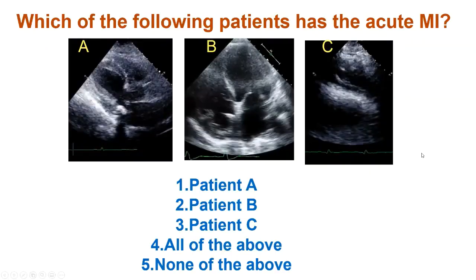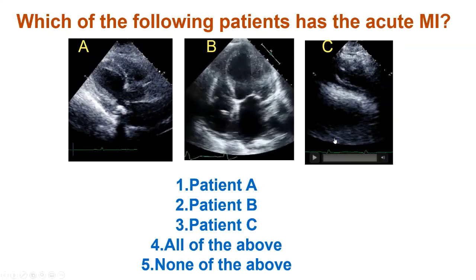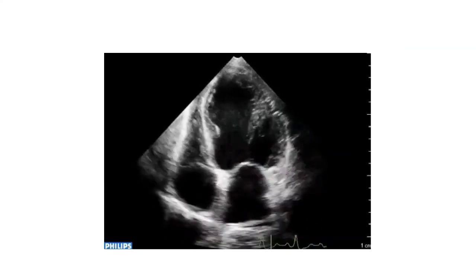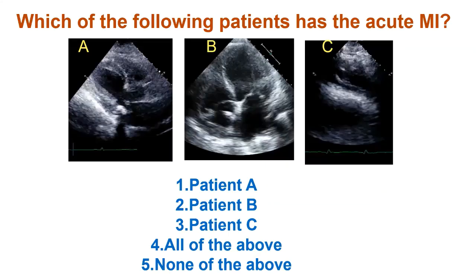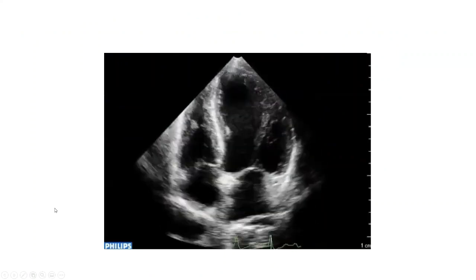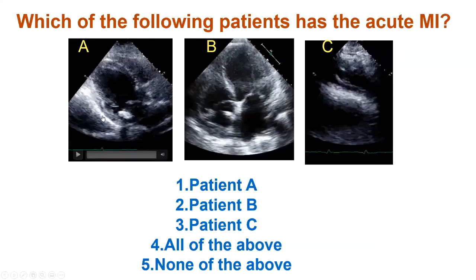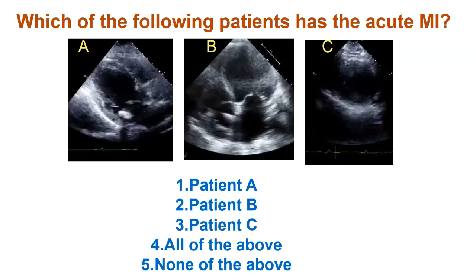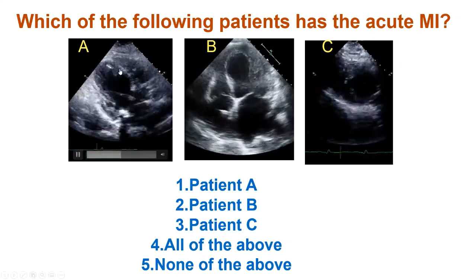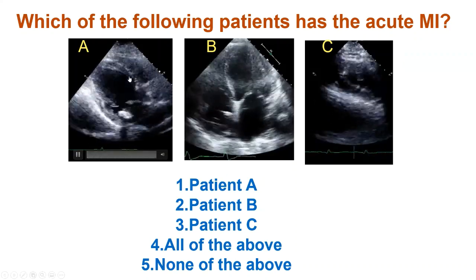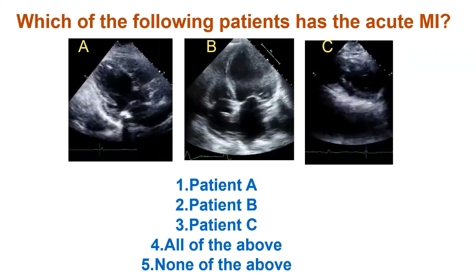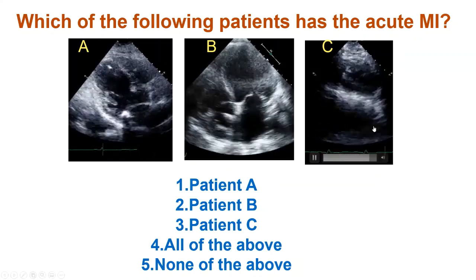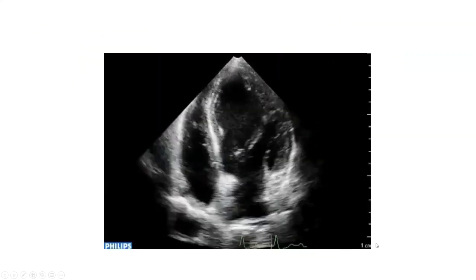I want to point out that not all abnormal wall motion is due to coronary artery disease. Let's see, we'll play these. Which person has the acute infarct? Well, the answer is it's patient A. This is a case of left bundle branch block, and this is a case of pseudo dyskinesis.